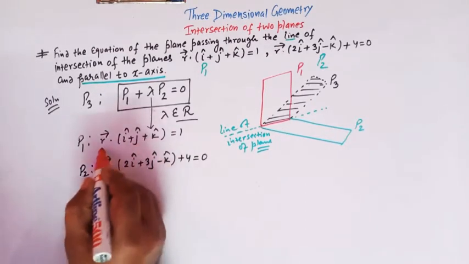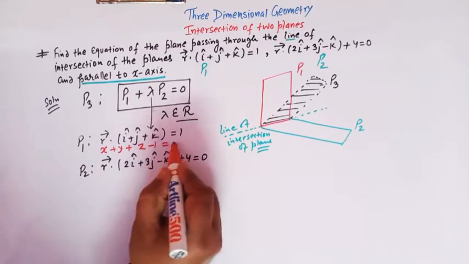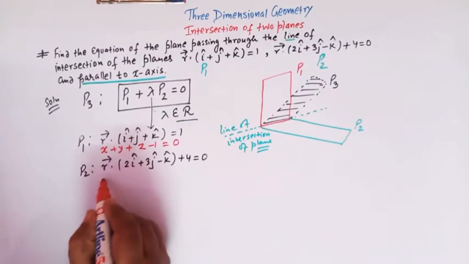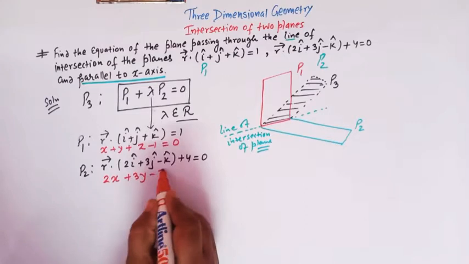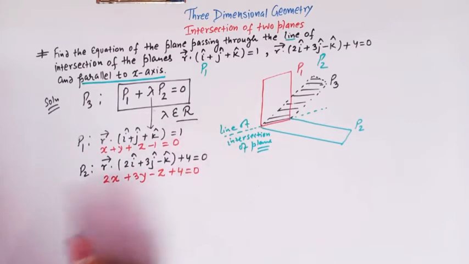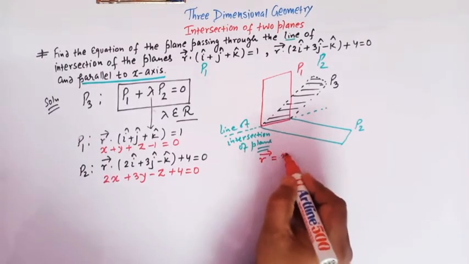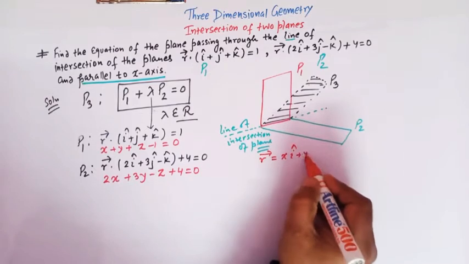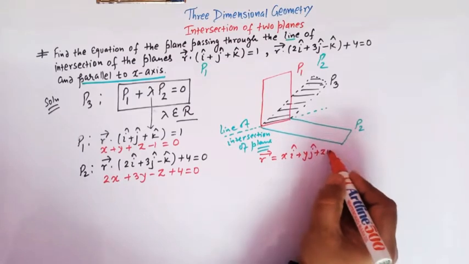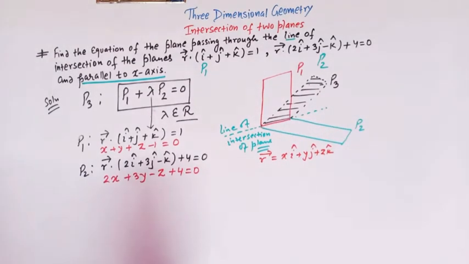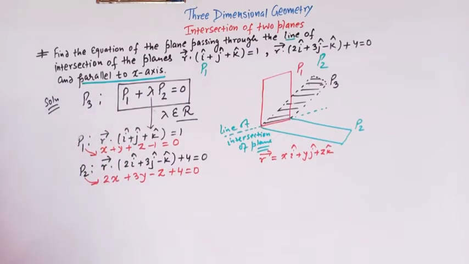So this form is equivalent to x plus y plus z minus 1 is equal to 0, and this form is equivalent to 2x plus 3y minus z plus 4 is equal to 0, where vector r is any general point on the plane. So this is given by x i cap plus y j cap plus z k cap. So now P1 is given by this equation and P2 is given by this equation.